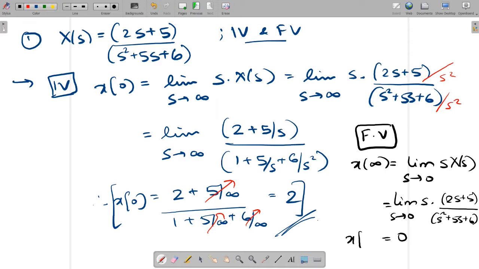So x of infinity is 0. This has to be continuous, please.